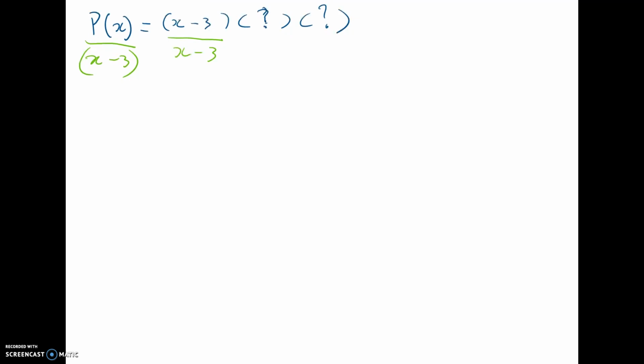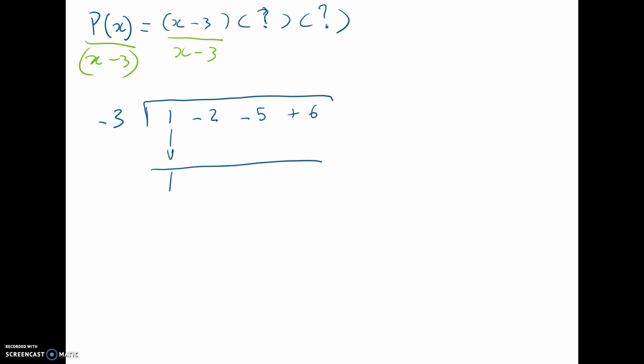First of all, if I do the synthetic division, I see x minus 3, so I'm going to take 3. I will take the synthetic division of my polynomial, which is going to be 1 for x cubed, minus 2 for x squared, minus 5 for x, and plus 6. And I bring down the 1. 3 multiplied by 1 equals 3. I subtract. So now I got a plus 1 right here.